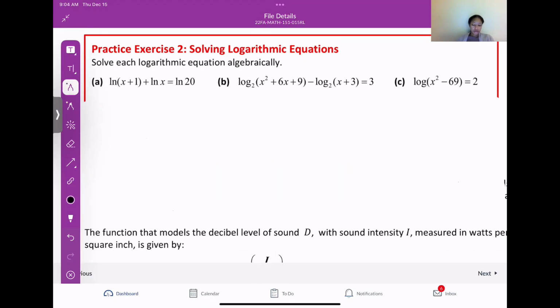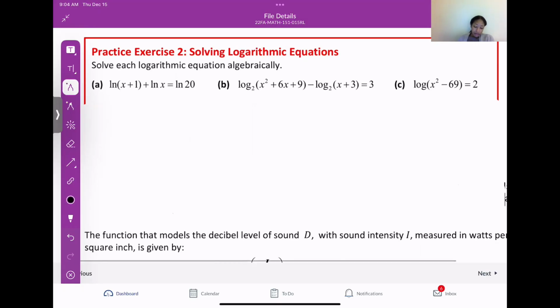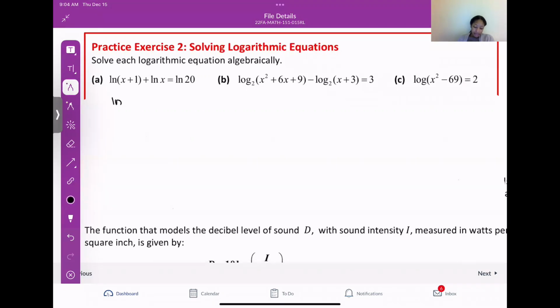So let's go through the solutions for this one. For part A, ln of x plus 1 plus ln of x equals ln of 20. We have natural logs on both sides. But before we can use the one-to-one property, we need to simplify the left-hand side. The left-hand side can be combined to get ln of x plus 1 times x, and it's equal to ln of 20. So ln of x squared plus x equals ln of 20.